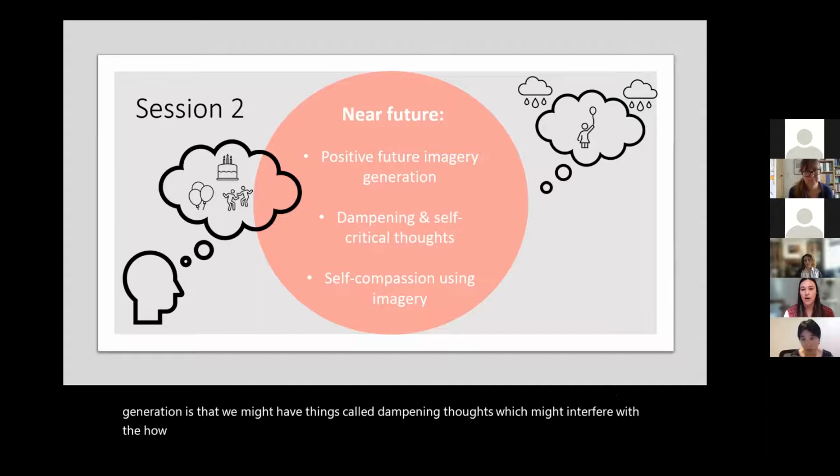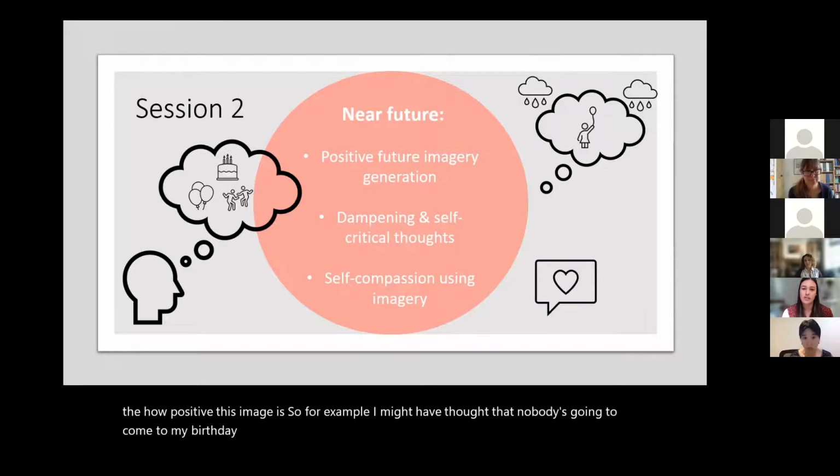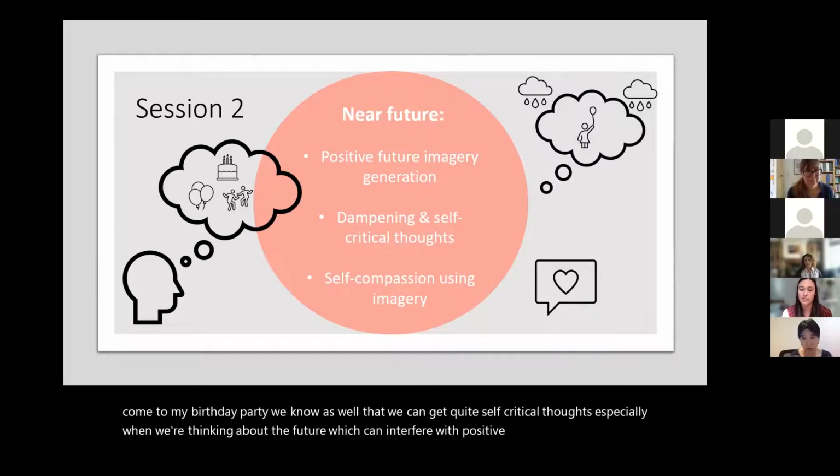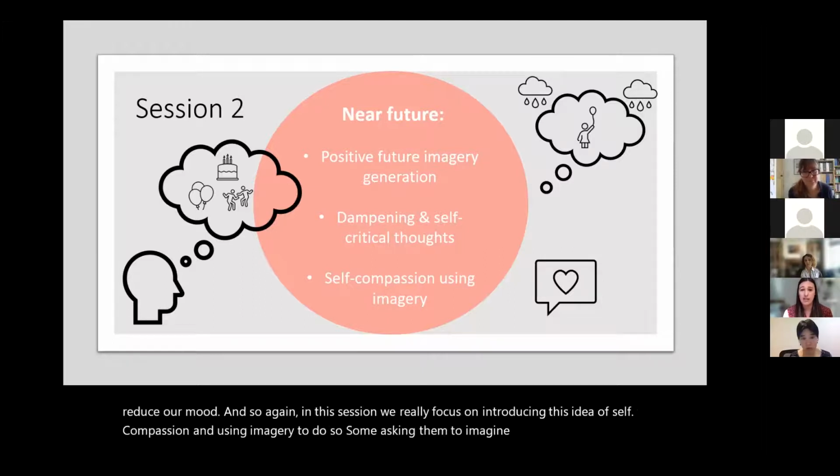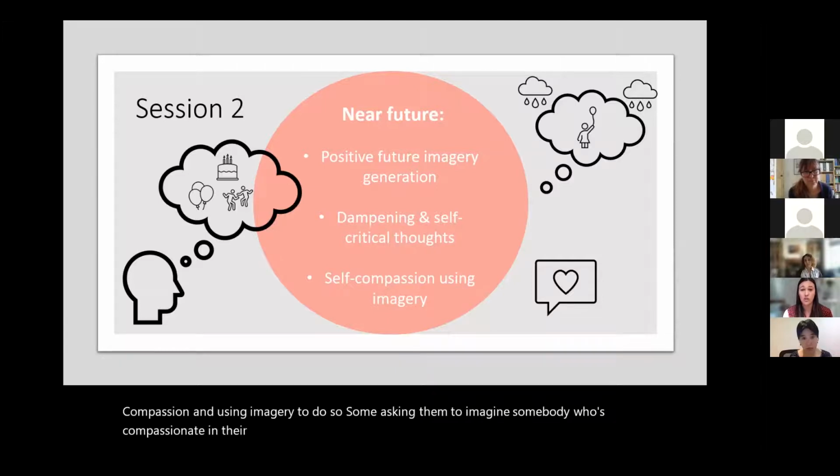So for example, I might have the thought that nobody's going to come to my birthday party. We know as well that we can get quite self-critical thoughts, especially when we're thinking about the future, which can interfere with positive feelings and reduce our mood. So again, in this session, we really focus on introducing this idea of self-compassion and using imagery to do so. So I'm asking them to imagine somebody who's compassionate in their lives and what they might say if they knew what kind of self-critical thoughts they were having.